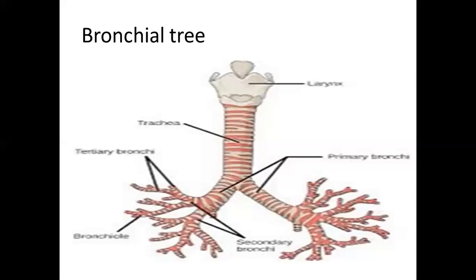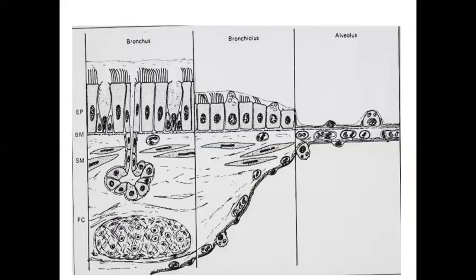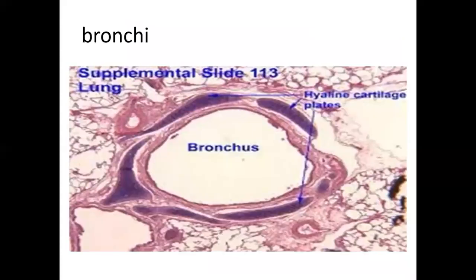Both or all these types of the bronchi, what is the lining epithelium of them? Let's come to the bronchus. First, the main characteristic feature of the bronchus is the presence of the cartilage, which is hyaline cartilage. The C-shaped cartilage that was present in the trachea is replaced by irregular plates of hyaline cartilage, as we see here. These are interrupted, incomplete plates of hyaline cartilage.